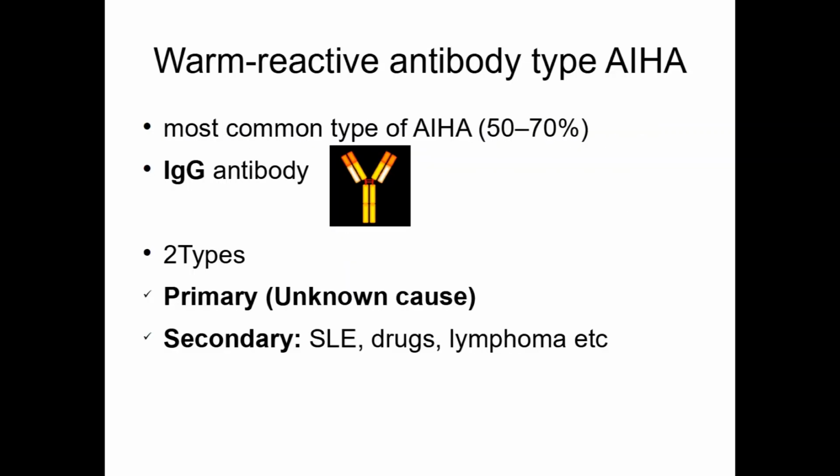The warm type of autoimmune hemolytic anemia is the most common type of AIHA, and 50 to 70% of all AIHAs will be the warm reactive antibody type. The antibody involved here is IgG. So to remember this, G for garam and warm. IgG is a Y-shaped, simple structure, and two types of warm reactive antibody type AIHA are there. The first type is primary, which has no known cause, and the second type is secondary, which has known causes like SLE, some drugs, and lymphoma.